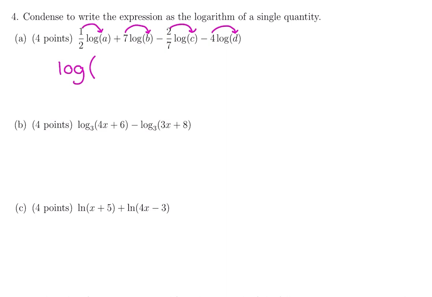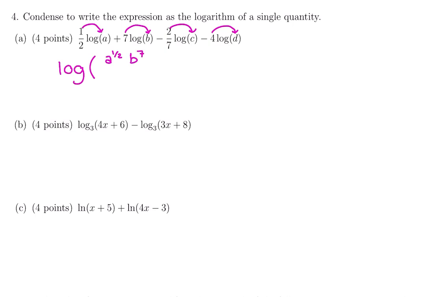So that a is a positive log. There's not a minus out front. So that tells me it goes in the numerator as a to the 1/2 power. I'm going to bring in that 7. And since it's added, it goes in the top. It's going to be b to the 7th.